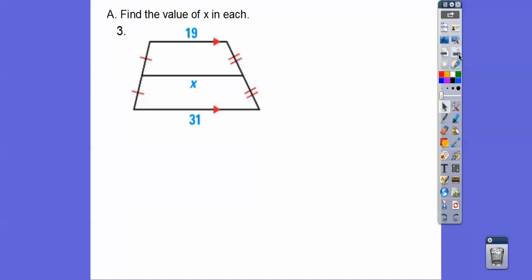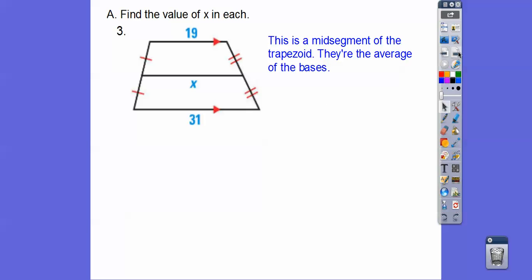Okay, all right, so this is called a trapezoid, you guys, because the top and bottom are parallel and the other sides aren't. And since these markings show midpoint and these markings show midpoint, this is a mid-segment. Mid-segments are the average of the top and bottom, okay? So we just add them together and divide by 2, okay? So if we do that right, we get 25, okay?